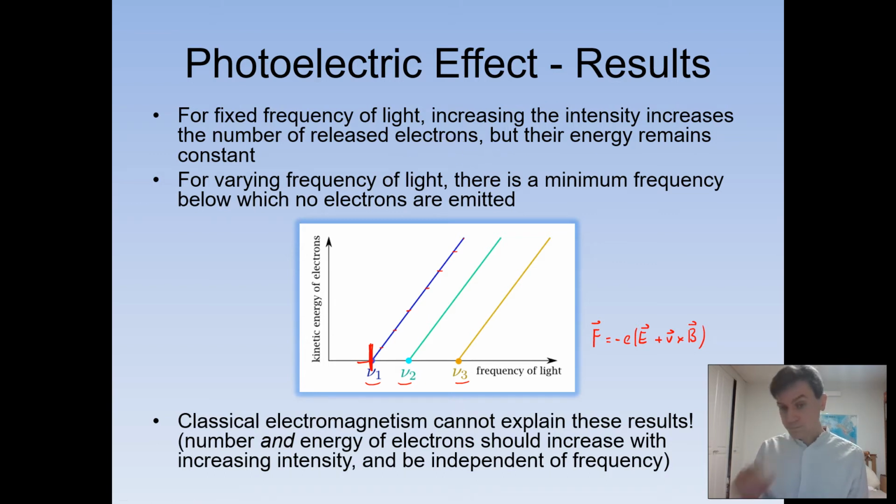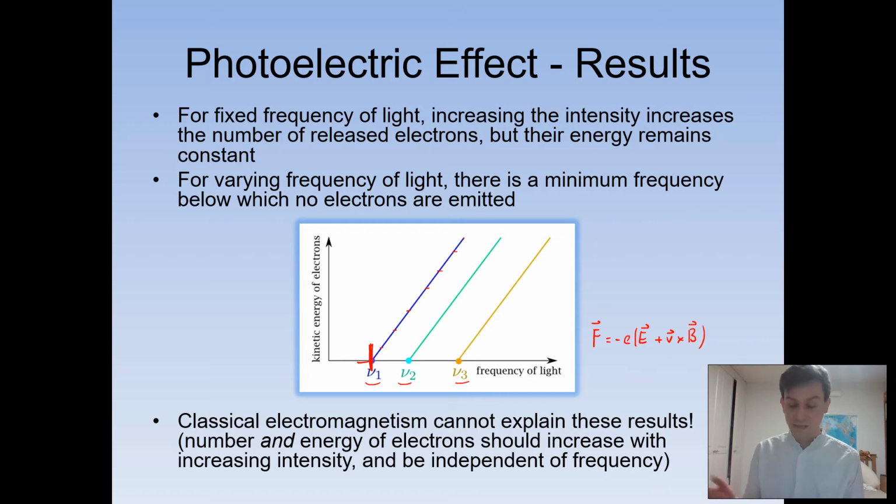And secondly, the force here, at least the magnitude of the force, does not depend upon the frequency classically. Changing the frequency of the light will change the rate at which these electric and magnetic fields switch back and forth, but it will not change the magnitude of the force on the electrons. So it's not clear why frequency should have the effect that is observed in this graph here. So classical electromagnetism is not good at explaining the results of the photoelectric effect.